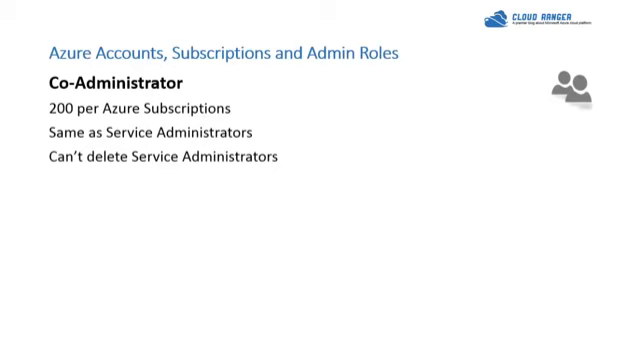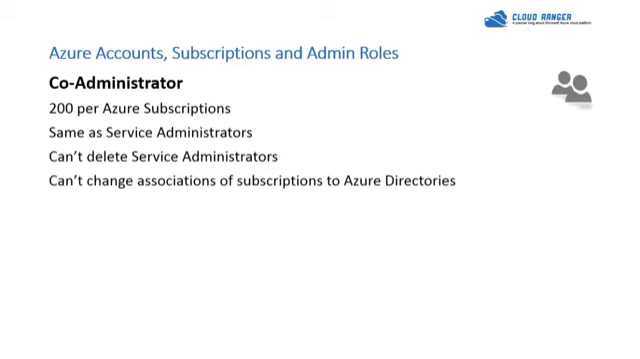And the other thing is, I was a little hesitant to put this here, but this is important from an exam perspective: your co-administrators cannot change associations of subscriptions to Azure directories, which your service administrators can. We will definitely get into details on what Azure directories are, but for now, remember that every subscription could be associated with Azure directories, and co-administrators are definitely not allowed to do that. And this is important when we talk about the directory.